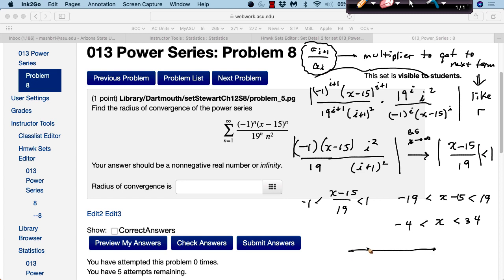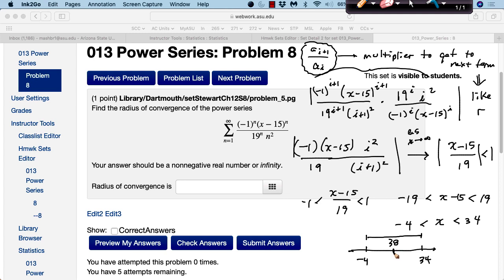So let's just graph it here. So -4. The radius doesn't have to do with whether the endpoints converge or not. We'll do that in a second. But let's just talk about the radius. So for -4 to 34, we could first figure out what's the diameter, right? You think of this like a circle, and this is the diameter. What is that? 38.